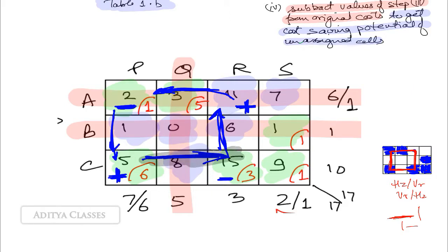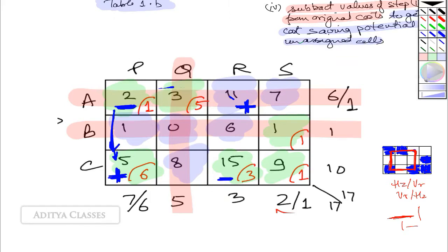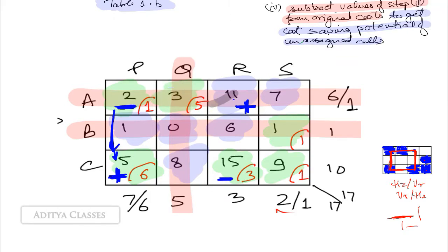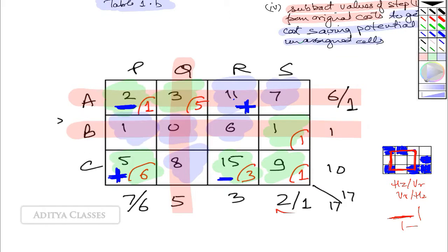If you are able to make these moves, then we'll see that we will be improving upon our total cost. What does this plus indicate? That I wish to add some units over here. What does a minus indicate? I wish to subtract some units from here. Add some units, subtract some units.